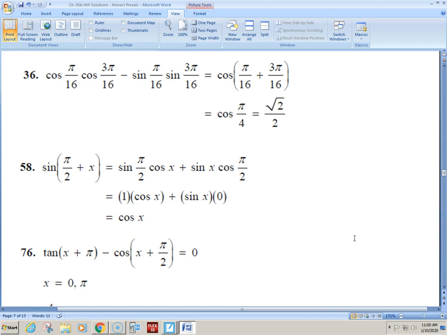For anybody else, is 36 not matching up? I was checking.